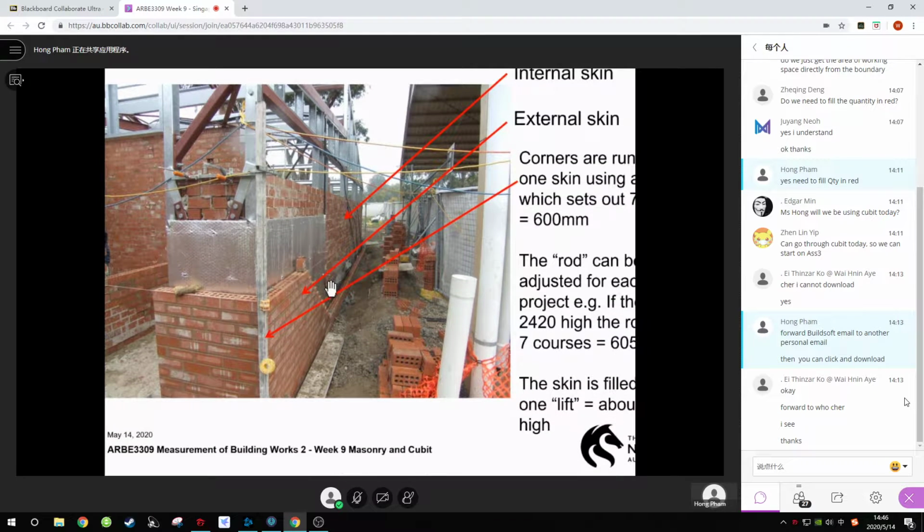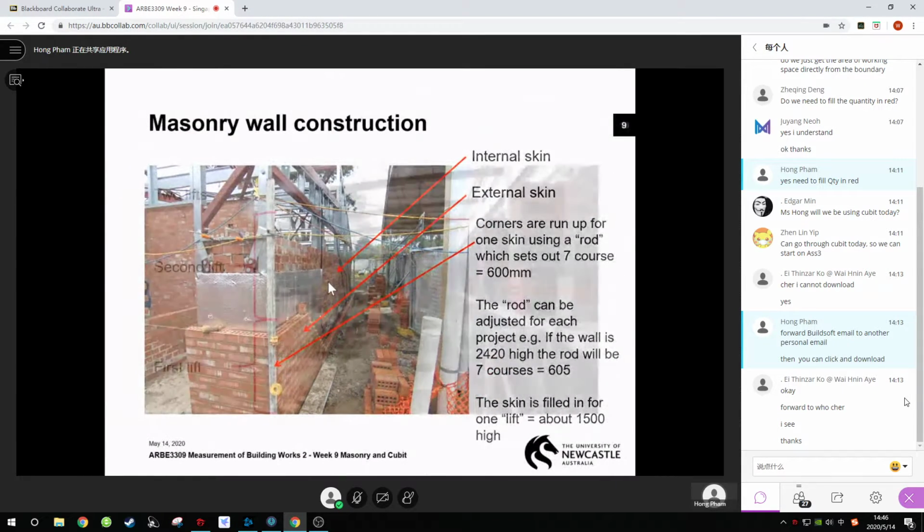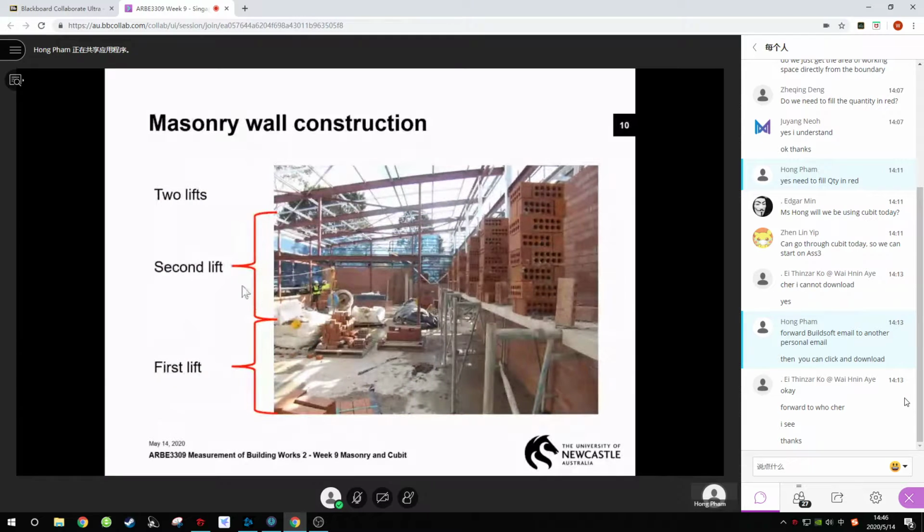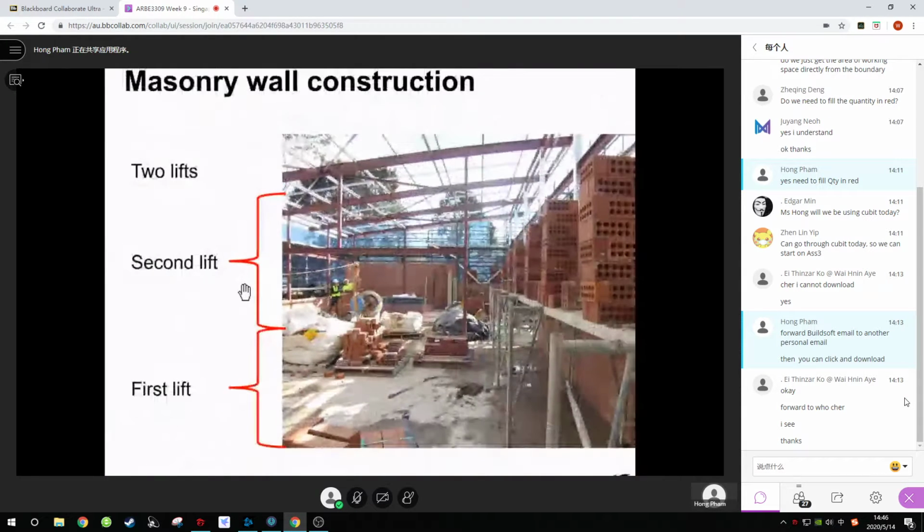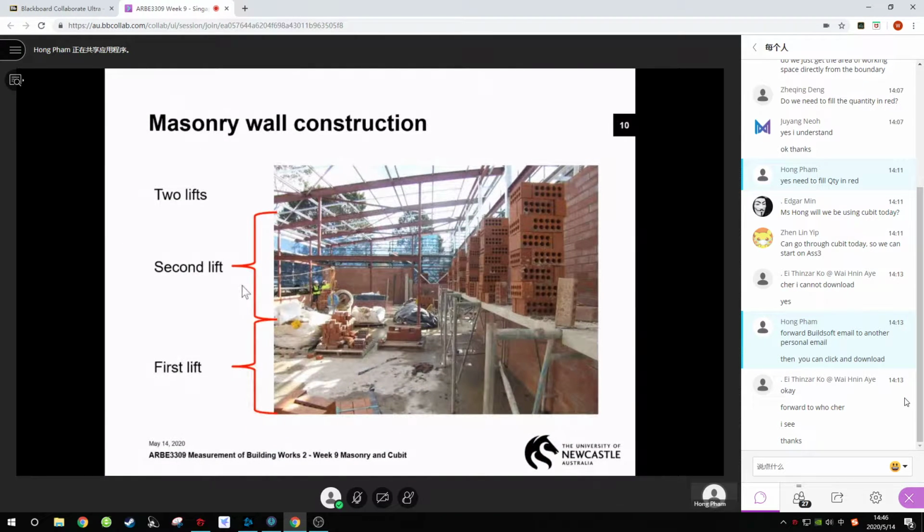Okay, so let's talk about lift. Okay, this is lift. The higher the walls, the more lift you have, and the more lift you have, the more cost you have, because you need to increase your scaffolding height. Basically, lift is the height of the scaffolding, and how many times you need to ship the brick up to the next level.